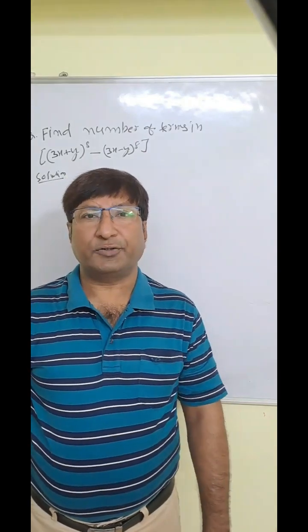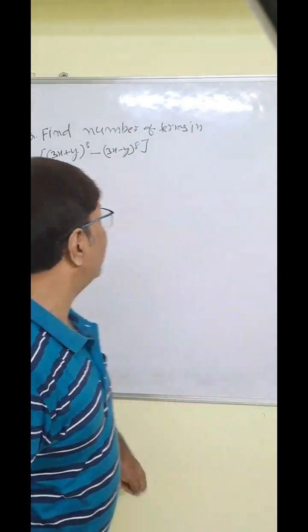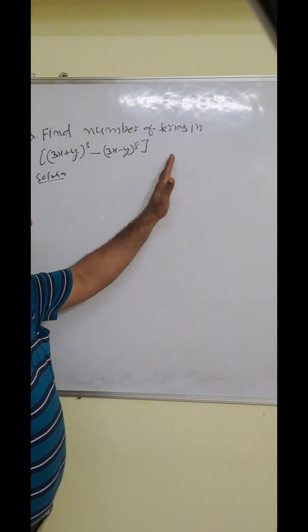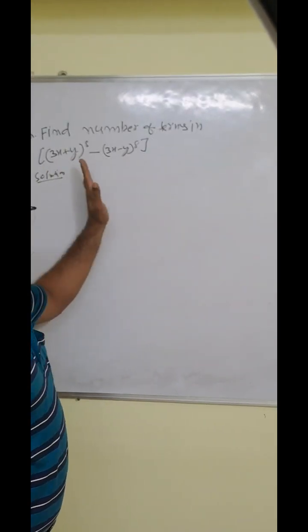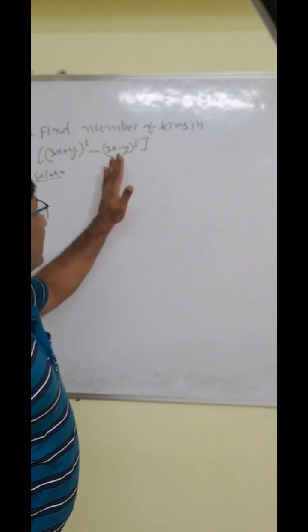Most important question of binomial. Let us see the question. Find number of terms in (3x + y)^8 - (3x - y)^8.